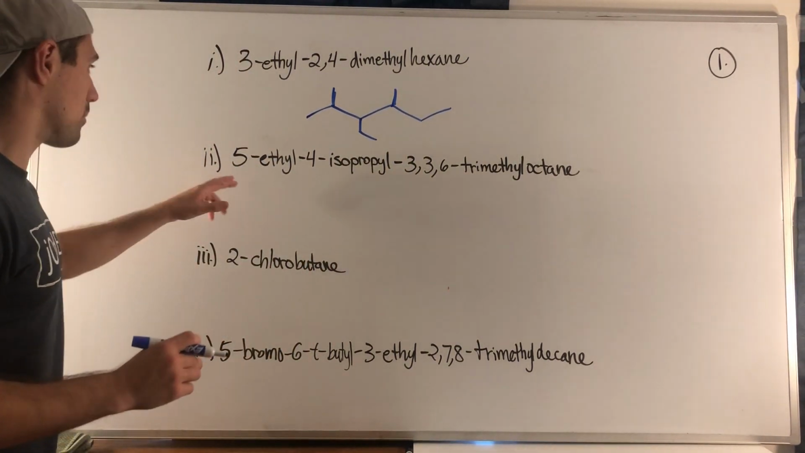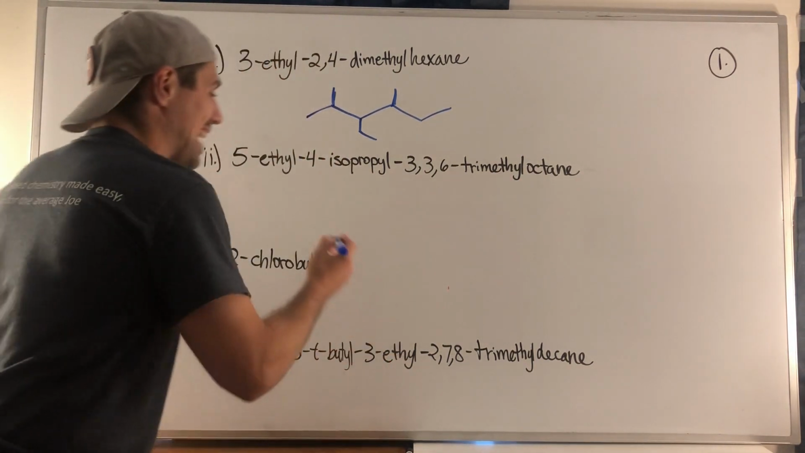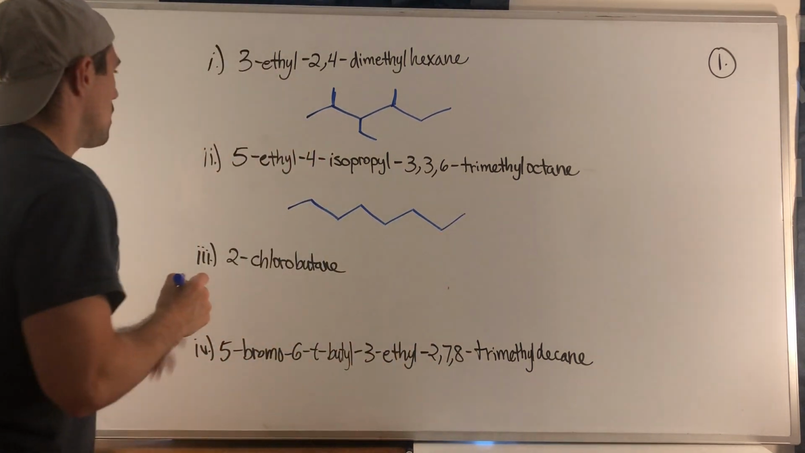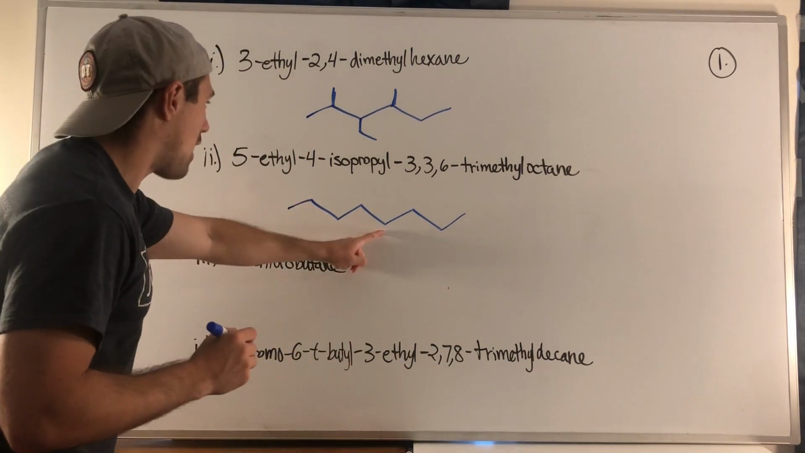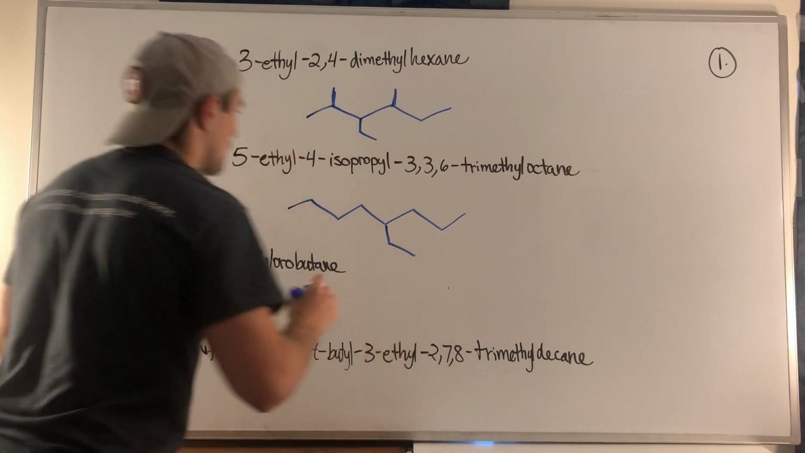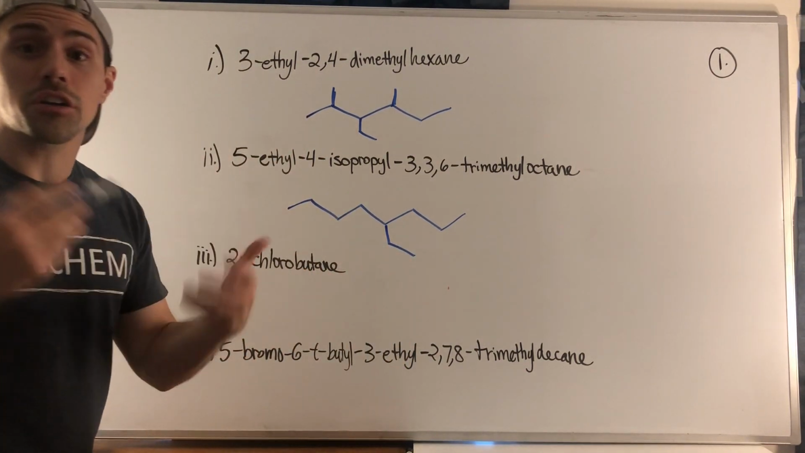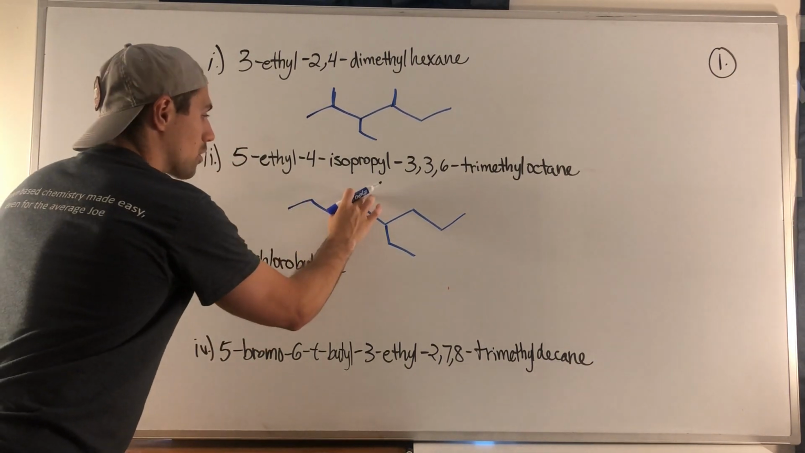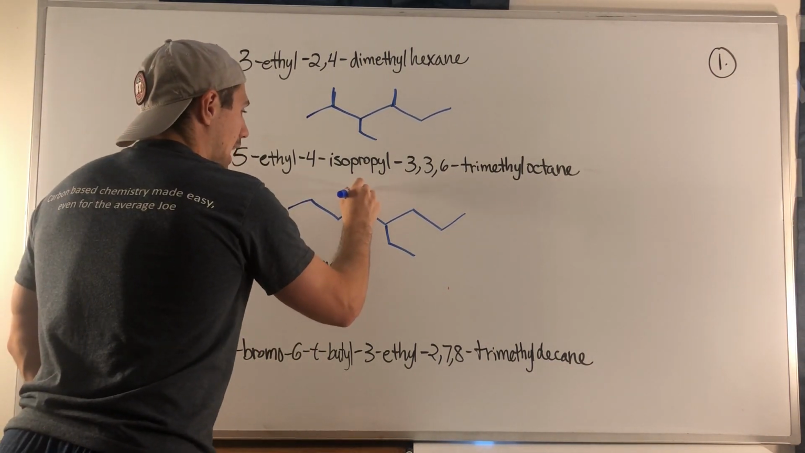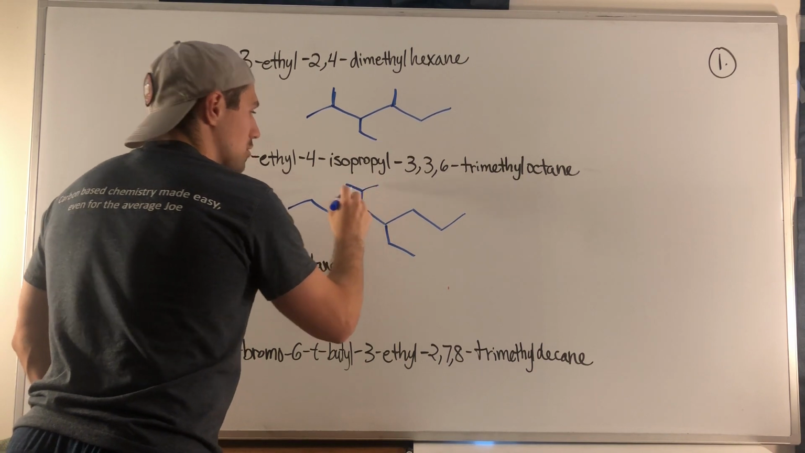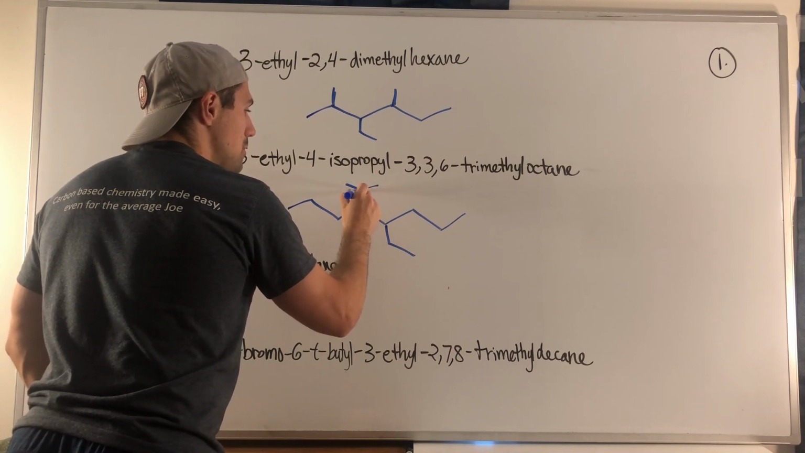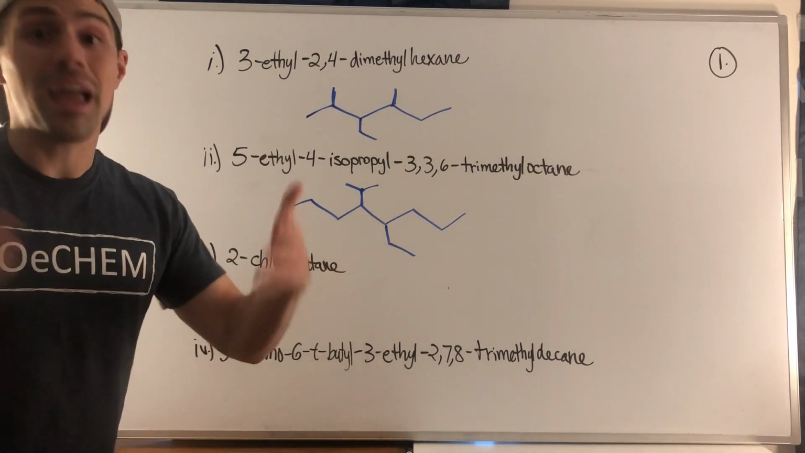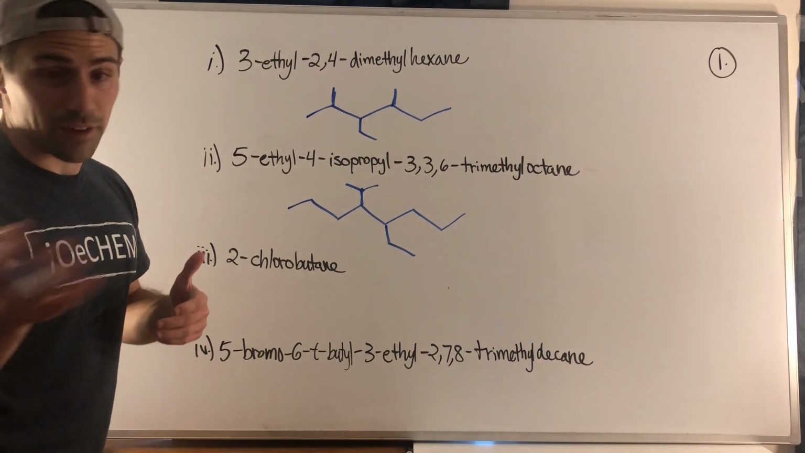Okay, second problem. We have an octane, so that's 8 carbons, 1, 2, 3, 4, 5, 6, 7, 8. So on 5, 1, 2, 3, 4, 5, we have an ethyl. On 4, and here's where our knowledge of common naming comes into play, we have isopropyl. So remember, it's 3 carbons, and we are attached at the middle. So you can see 1, 2, 3, and then that middle carbon is attached to the parent.